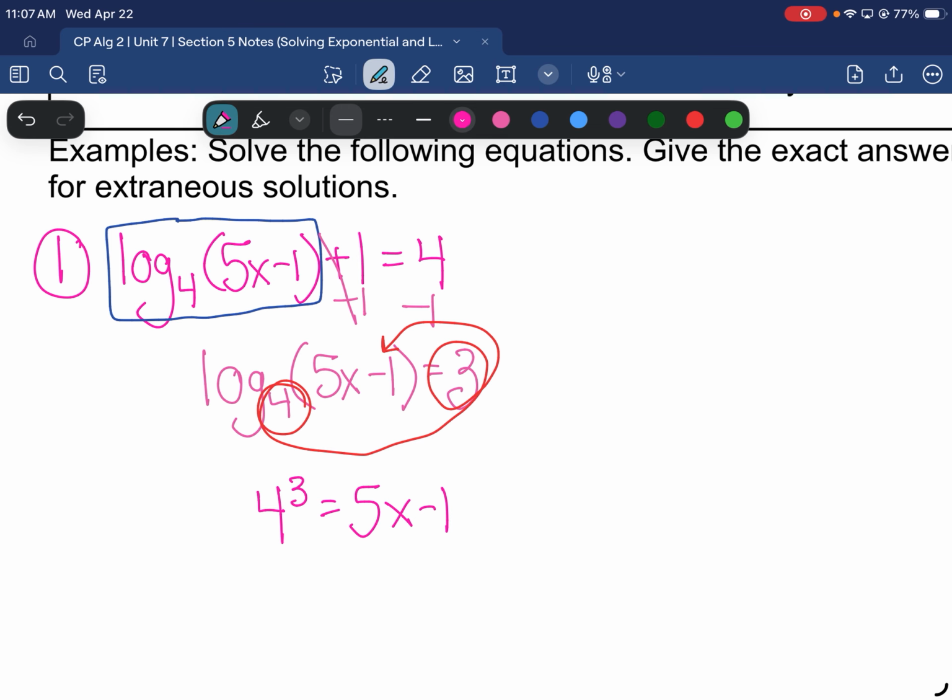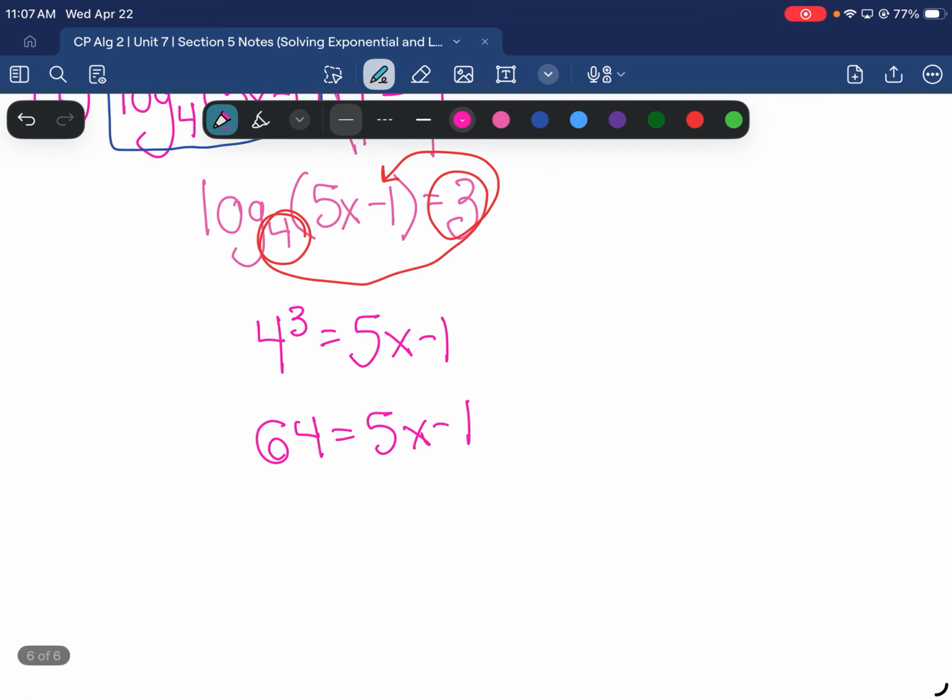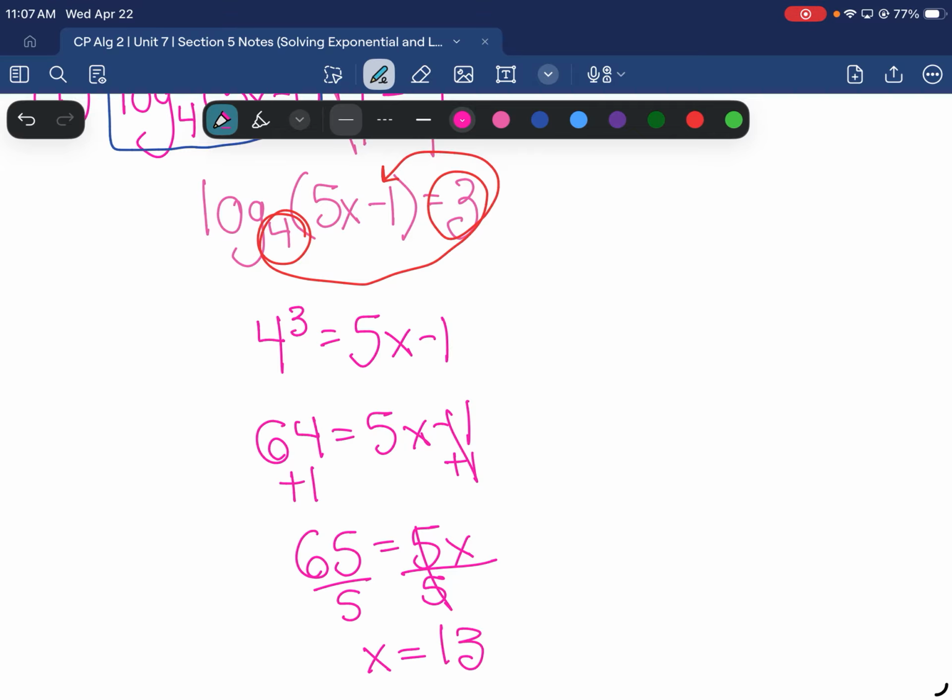Can you evaluate 4 to the third? There's erasers right there if you need it. Do it in your calculator. What's 4 to the third? Okay, 64 equals 5x minus 1. Can you solve that? Yeah? Add 1. You're solving for x. So x equals 13.